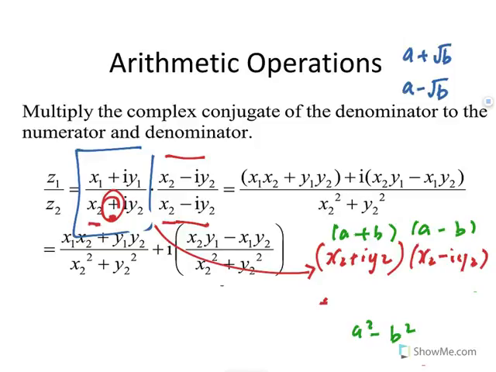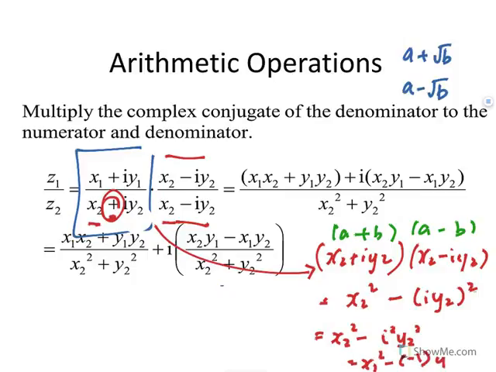So what is a squared? a squared is just x2 squared. What is b squared? b squared is minus iy2 squared, which is the same as x2 squared minus i squared y2 squared. i squared is just negative 1. So it's x2 squared minus negative 1 times y2 squared. These two negatives will give you the plus. That's why you can have this as your denominator. Go very slow, but make sure you all can understand.